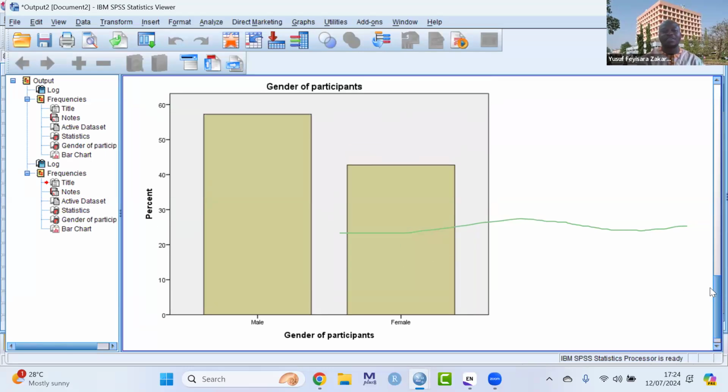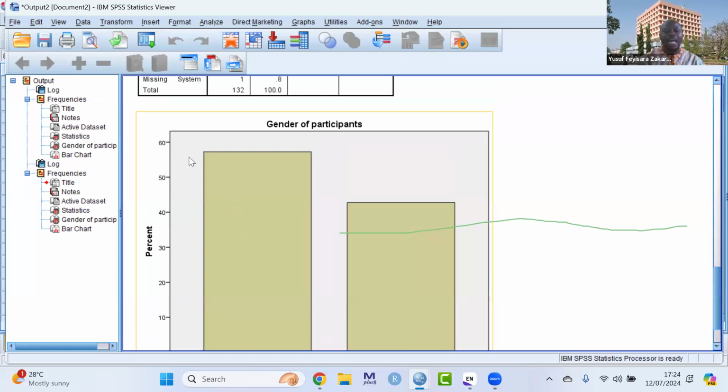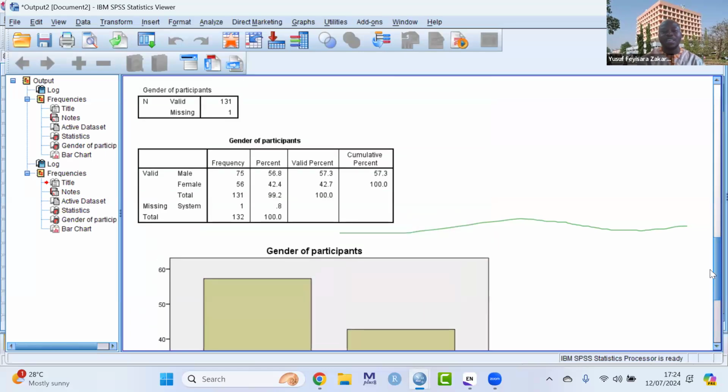Right, you can see now. So we have male up here around 56 or 57%, and then female is down here around 40 something or 44 or 45%. So, and then the table is already here for you. You can see 57% for male and then 42.7% for female.